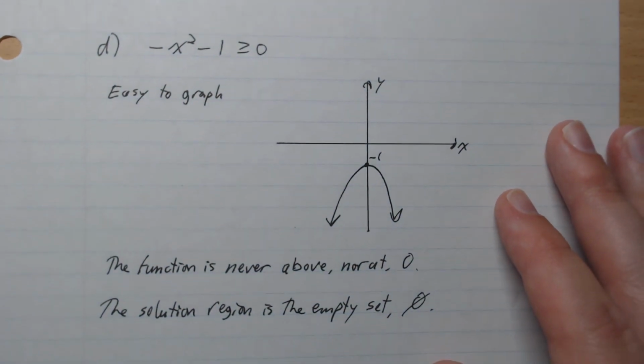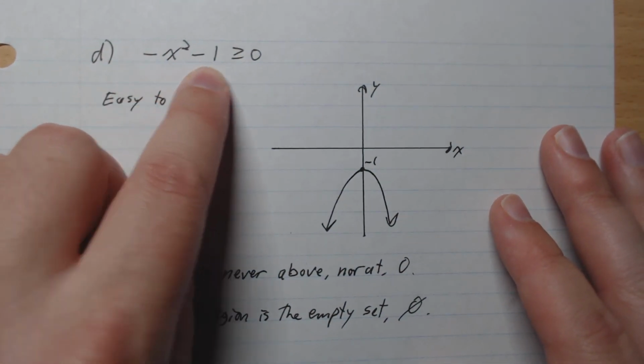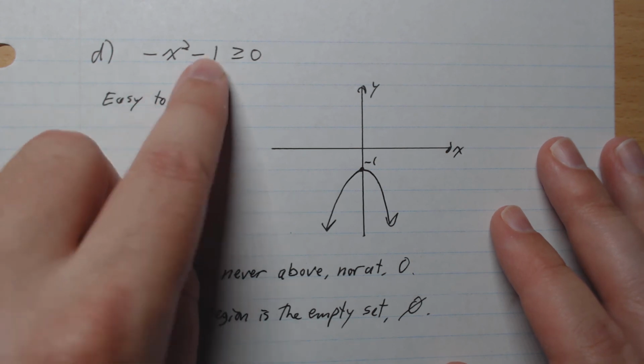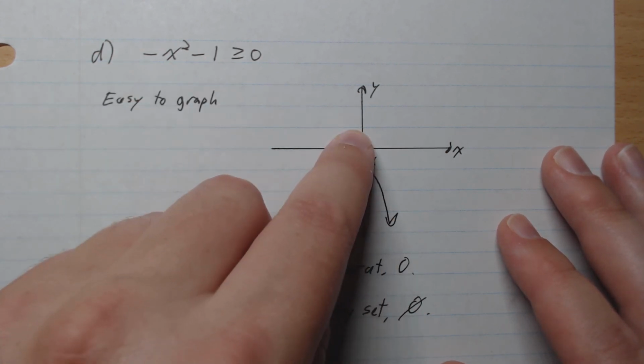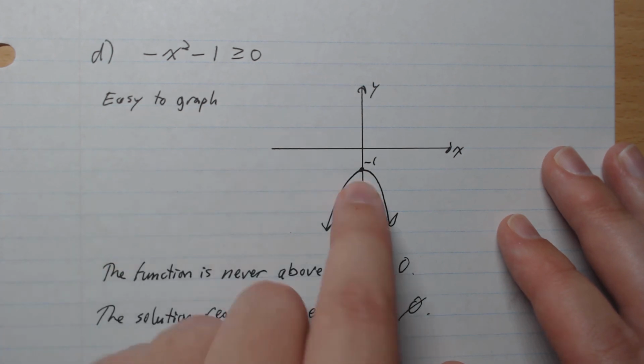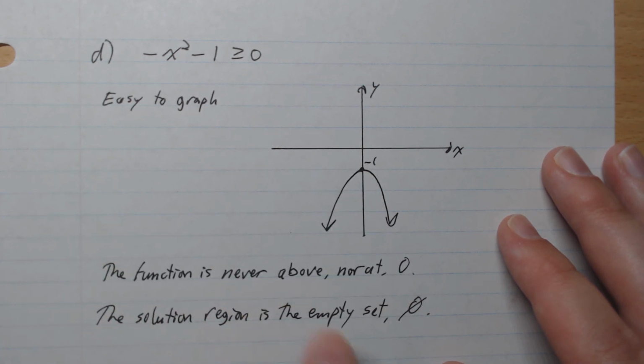D. -x squared minus 1 greater or equal to 0. So this one's easy to graph. So -x squared minus 1, so it goes down by 1 like that. So that's our graph. We notice that the function is never above nor at 0. So the solution region is the empty set.